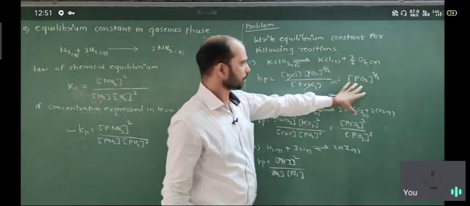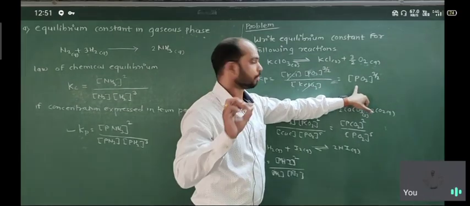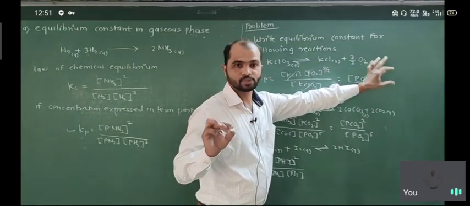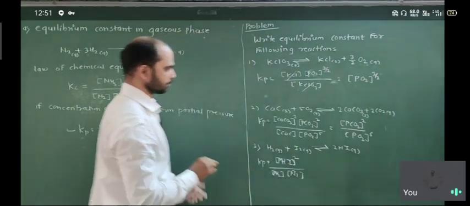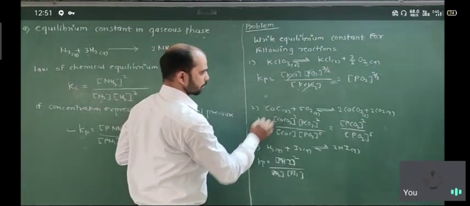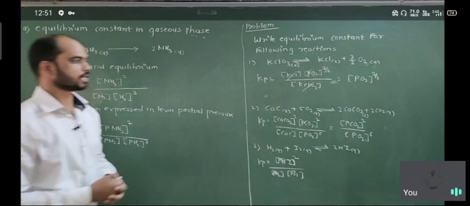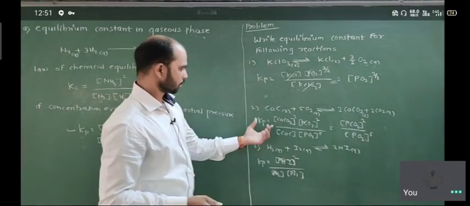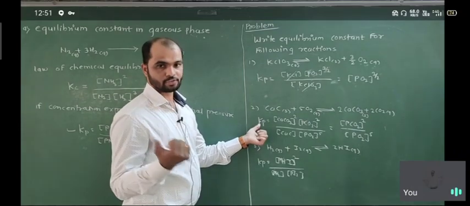Kp is equal to the concentration of O2, to the power of 3 by 2. Second is calcium carbonate on decomposition gives calcium oxide plus carbon dioxide gas. So again we use the same approach, write the equation first.